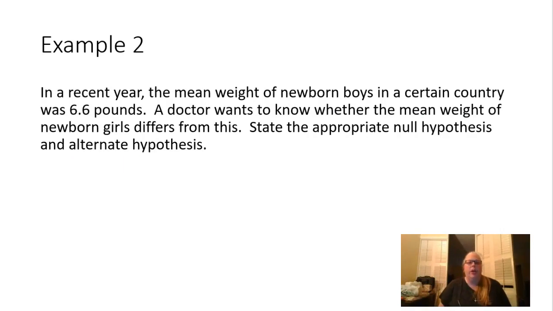Example 2. In a recent year, the mean weight of newborn boys in a certain country was 6.6 pounds. A doctor wants to know whether the mean weight of newborn girls differs from this. State the appropriate null hypothesis and alternate hypothesis.